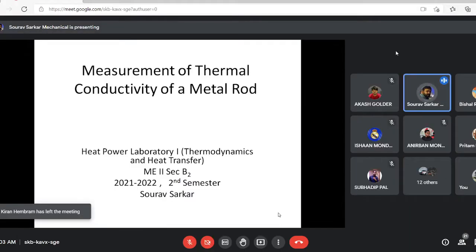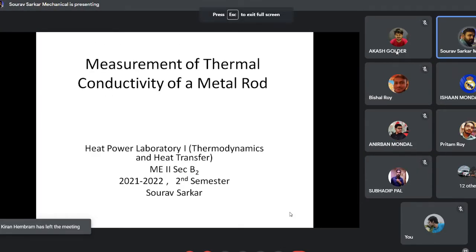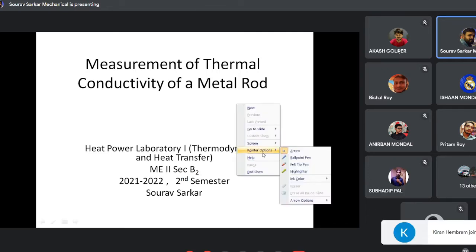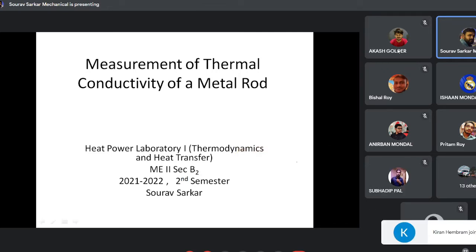So this is the title of the experiment, the measurement of thermal conductivity of a metal rod. It is similar to the previous one. In the previous one, what have we done?